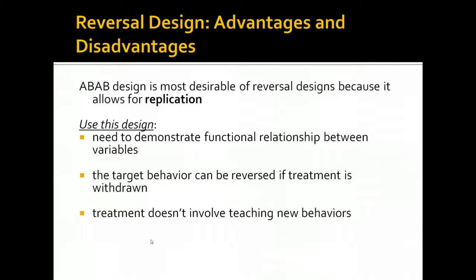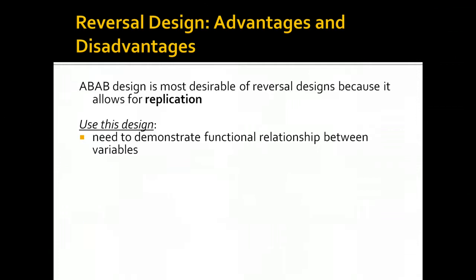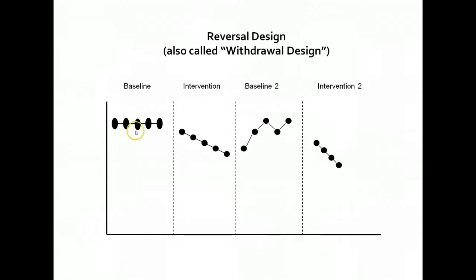Here are the drawbacks. It doesn't work if we're teaching new behaviors. And why is that true? Well, if, for example, this represents a high level of some kind of disrespectful interactions with peers, and my intervention is I teach the kid a specific set of social skills, a sequential social skill of how to deal with conflict, and then we see that the behavior starts to go down.